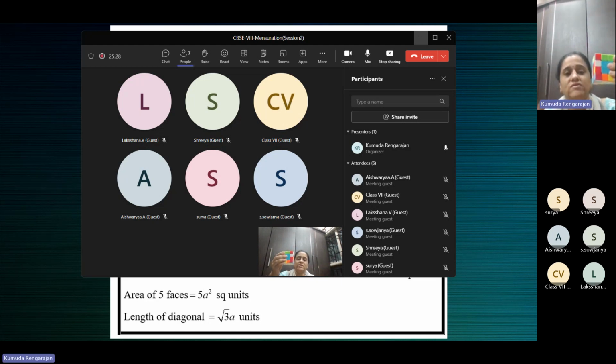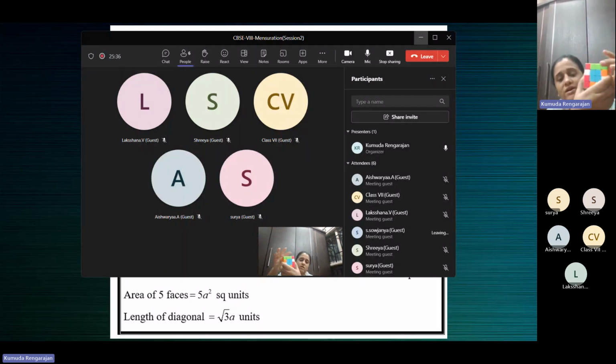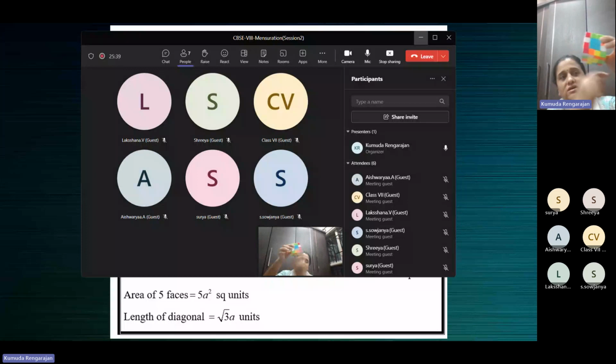So if you want to find the curved surface area, the area of the 4 vertical faces, one face is A square. 4 faces will be 4 into A square. Here every face is a square, with an area of A square. So 4 faces, 4A square. If you want the area of 5 faces, 5A square. 6 faces, 6A square, because every face has an area of A square.